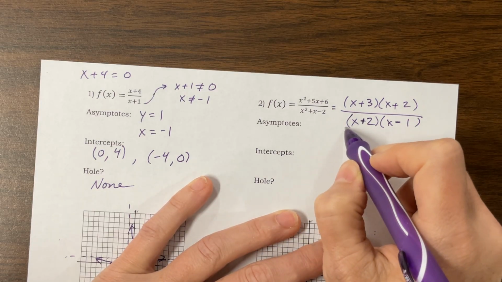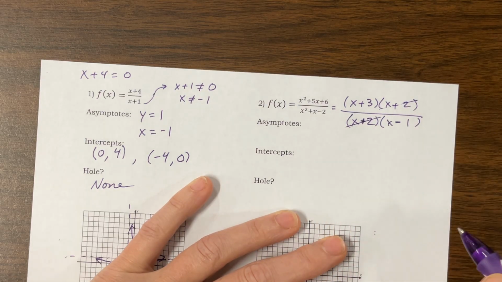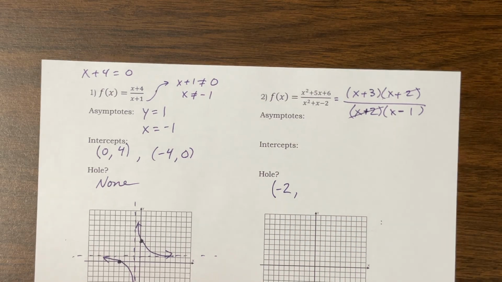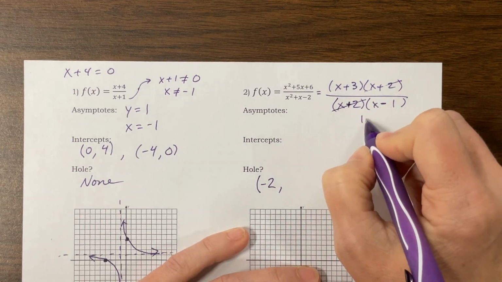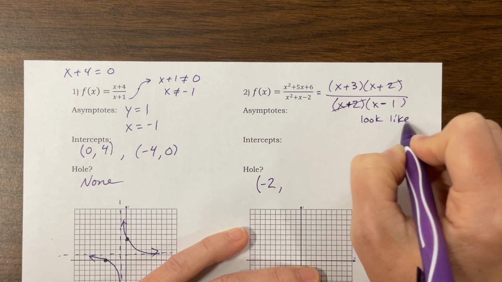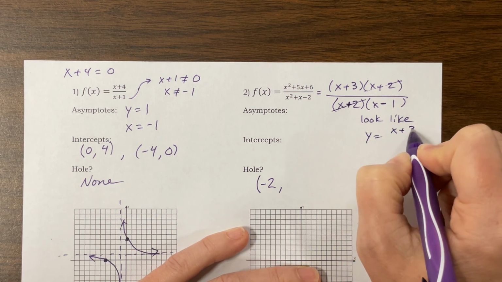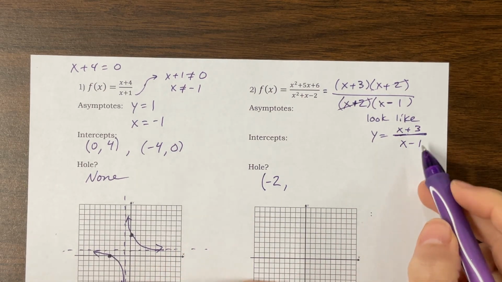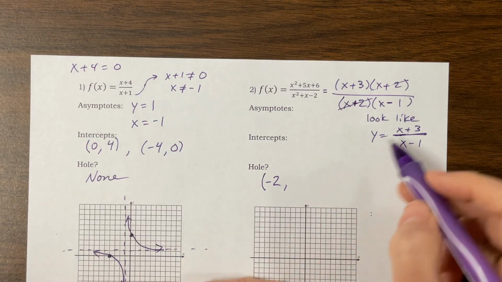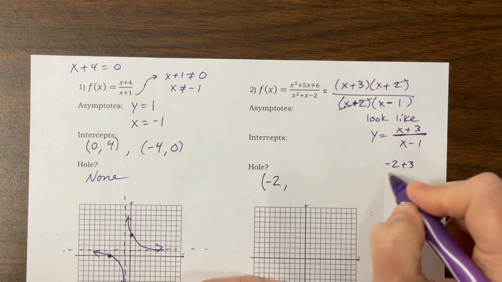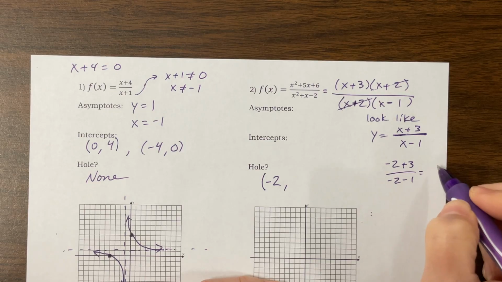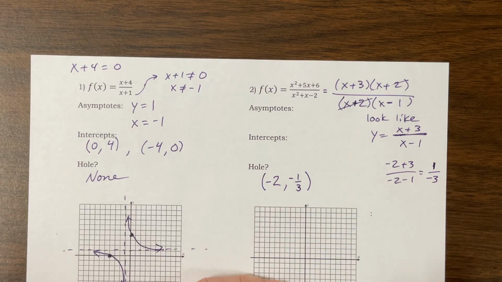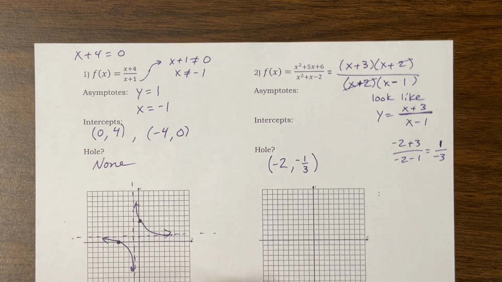Notice on this one, we have removed those two pieces from our equation. So is there a hole? Yes, when x is equal to negative 2, we have a hole. What I like to say is that this one will look like the equation y equals x plus 3 over x minus 1, except it will have a hole when x is negative 2. So when I plug in negative 2, I get negative 2 plus 3 over negative 2 minus 1. This becomes a positive 1 over a negative 3. So it's got a hole at the point negative 2, negative 1/3.